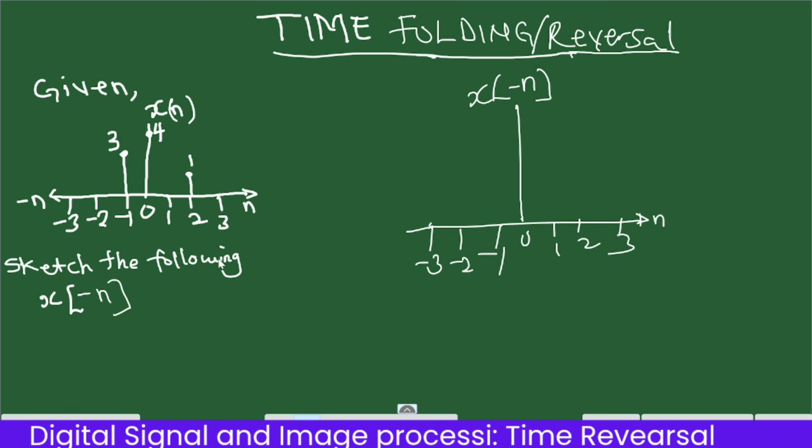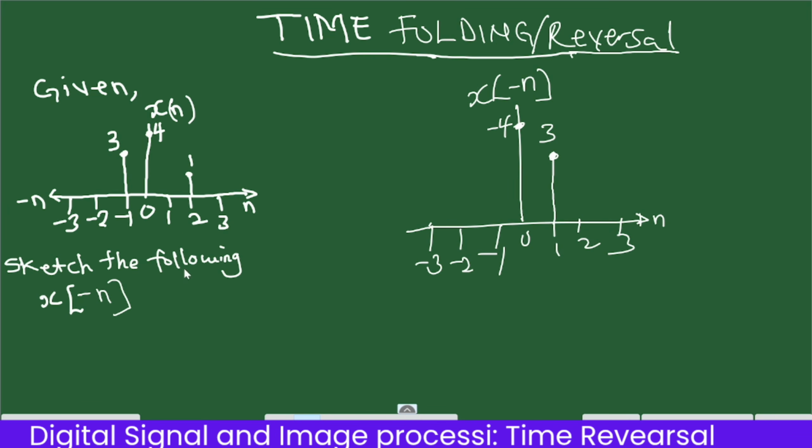So if we negate this sample at negative 1, it will be reversed, so it will come to positive 1. And the amplitude will be the same. Then the one at 0, if you negate 0, you still get 0, so it will remain there.